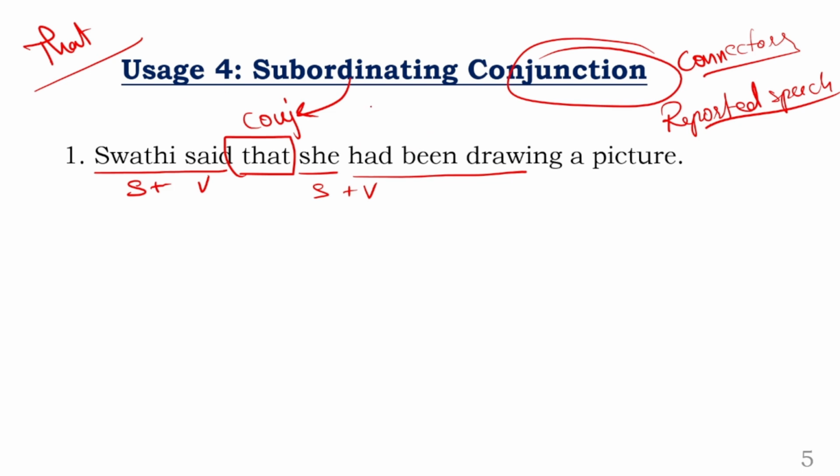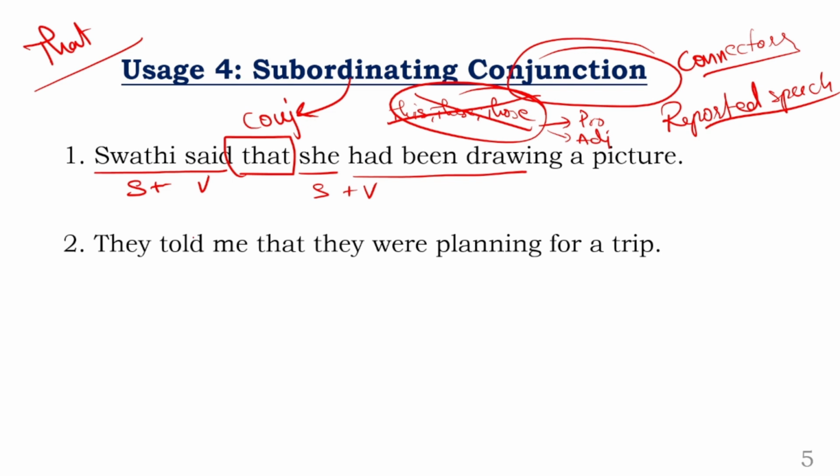And as I told you already, we cannot use the words this, these and those in this case, because these words only have two functions. One is being the pronoun, another one is being the adjective. So we cannot use these words every time. So subordinating conjunction is only that, the word that functions as a conjunction.